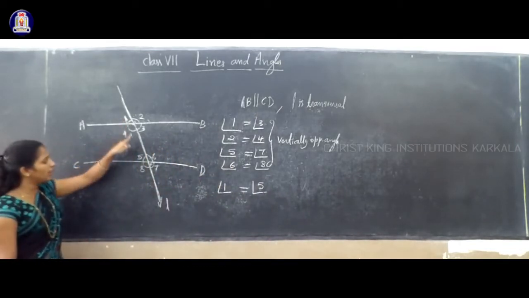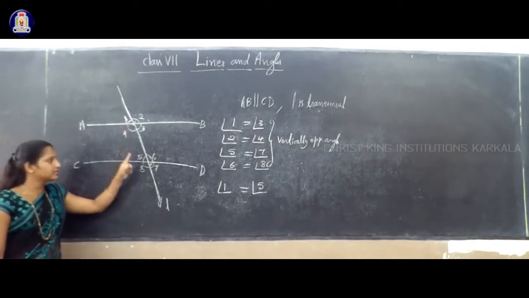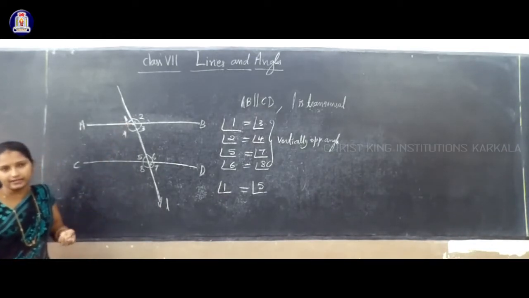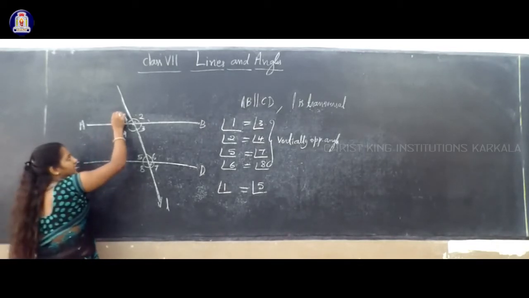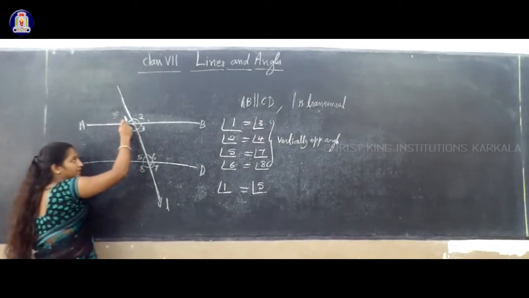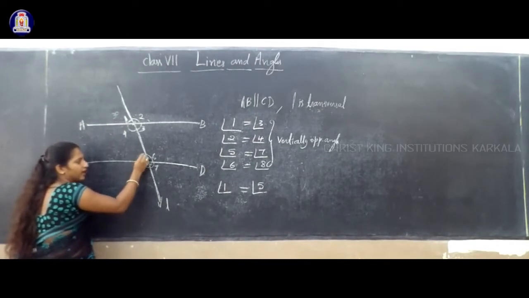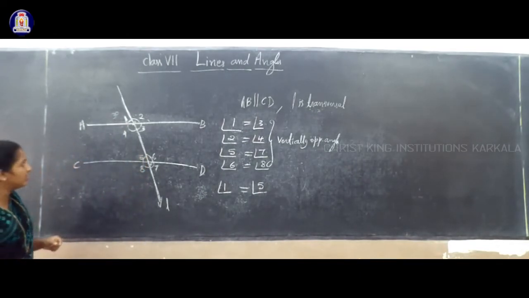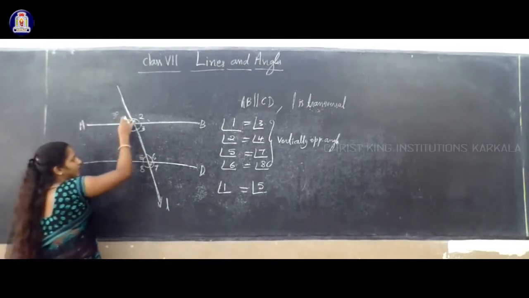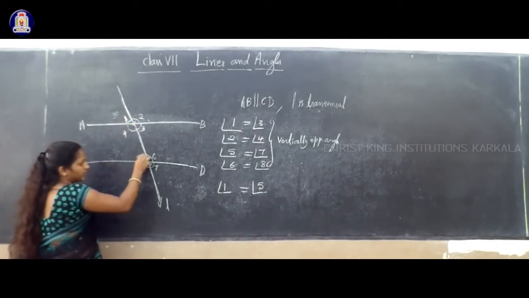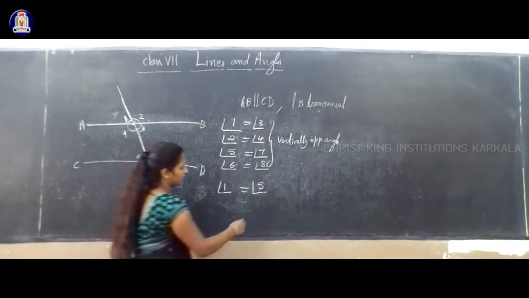Angle 1 and angle 5 are called corresponding angles. Corresponding angles are also equal. Suppose they give 30 degrees here, imagine this angle is 30 degrees, and we don't know angle 5. Then directly we can say angle 5 is also 30 degrees. Clear? Why? Because angle 1 and angle 5 are corresponding angles. Angle 1 is equal to angle 5.